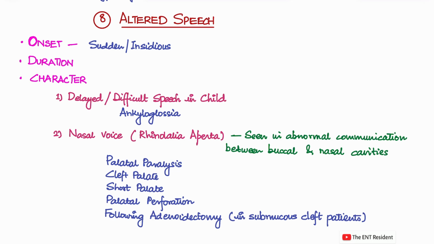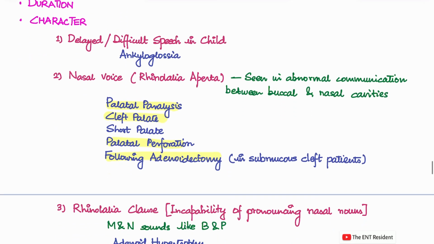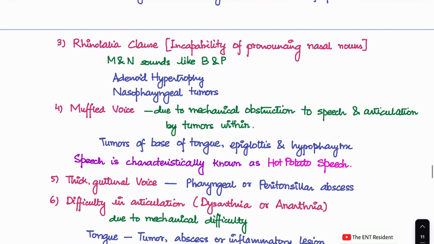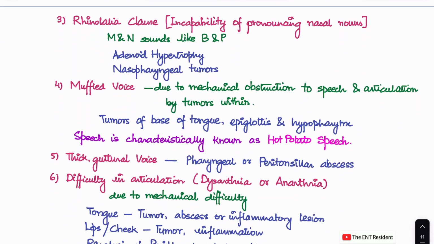Here, what happens is an abnormal communication occurs between the buccal and nasal cavity, as a result of which the patient presents with a very nasal voice. This can be seen in palatal paralysis, cleft palate, palatal perforation, or following adenoidectomy in a submucous cleft patient. Third is rhinolalia clausa or incapability of pronouncing nasal nouns. Here, when the patient tries to pronounce M and N, it ends up sounding like B and P. This happens in cases of adenoid hypertrophy and in nasopharyngeal tumors.